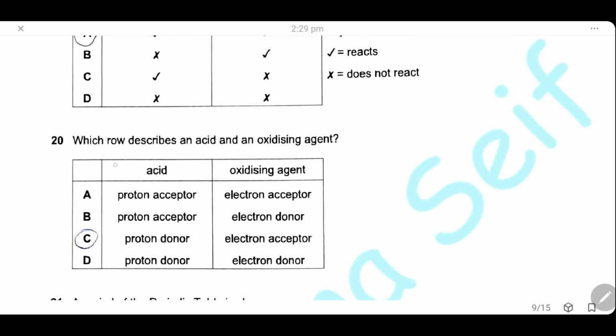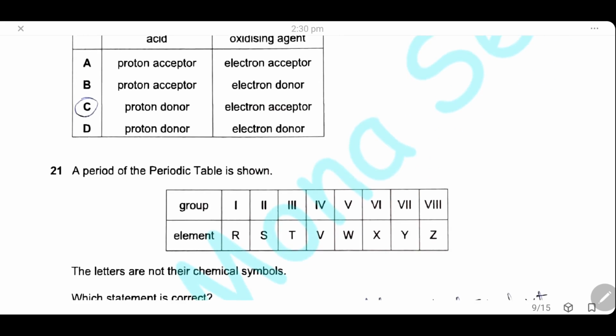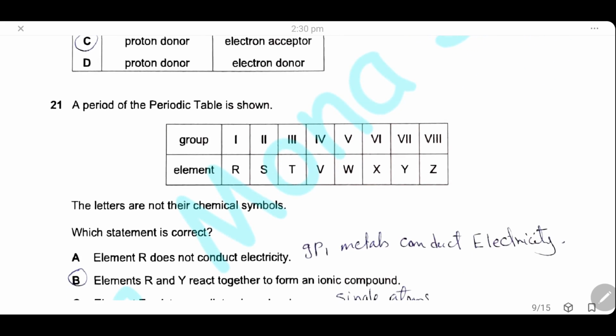Question 20. Which row describes an acid and an oxidizing agent? An acid is a proton donor. An oxidizing agent oxidizes other substances by accepting electrons from them, so it is an electron acceptor, and the answer is C.